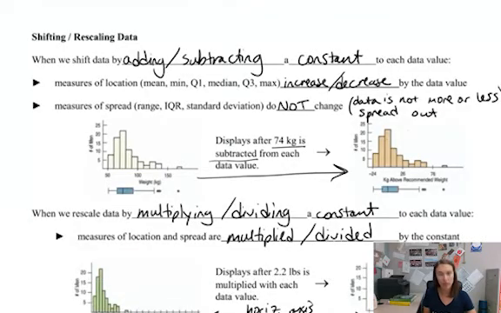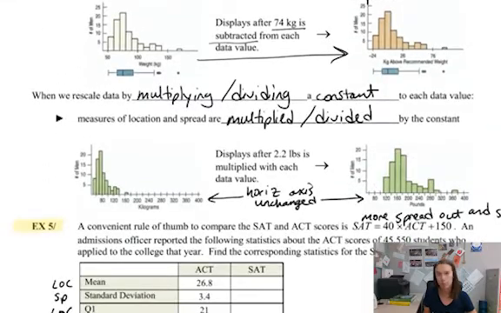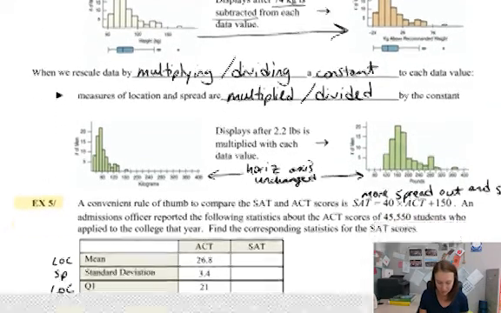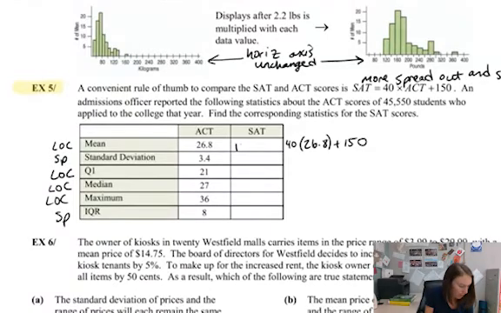Now, if it is a measure of location, and you look back up here, locations increase and decrease by adding or subtracting to your data values, and they also get multiplied or divided when you multiply or divide your data values. So for any measures of location, we're actually going to just plug them into the entire formula. So we're going to have something like 40 times 26.8, and we're going to add the 150 because multiplying and adding will change that measure of location. So when I do that, I get 1222 as my SAT score.